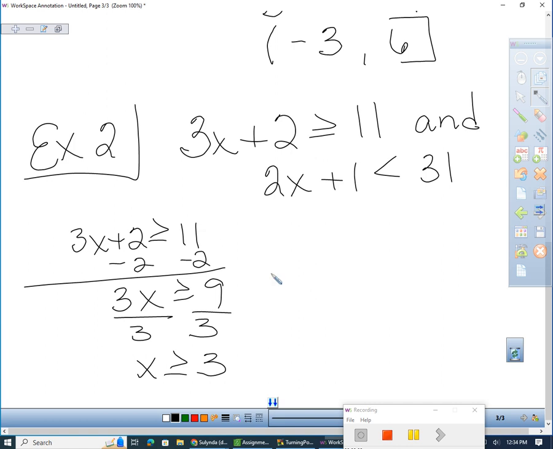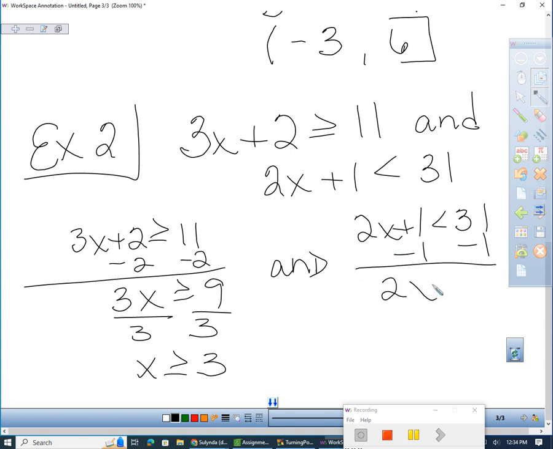Let's go over here. And again, I'm going to put and, so I don't forget. I have 2x plus 1 is less than 31. First, I subtract 1 from the other side. So I have 2x is less than 30. Divide both sides by 2. And x is less than 15.